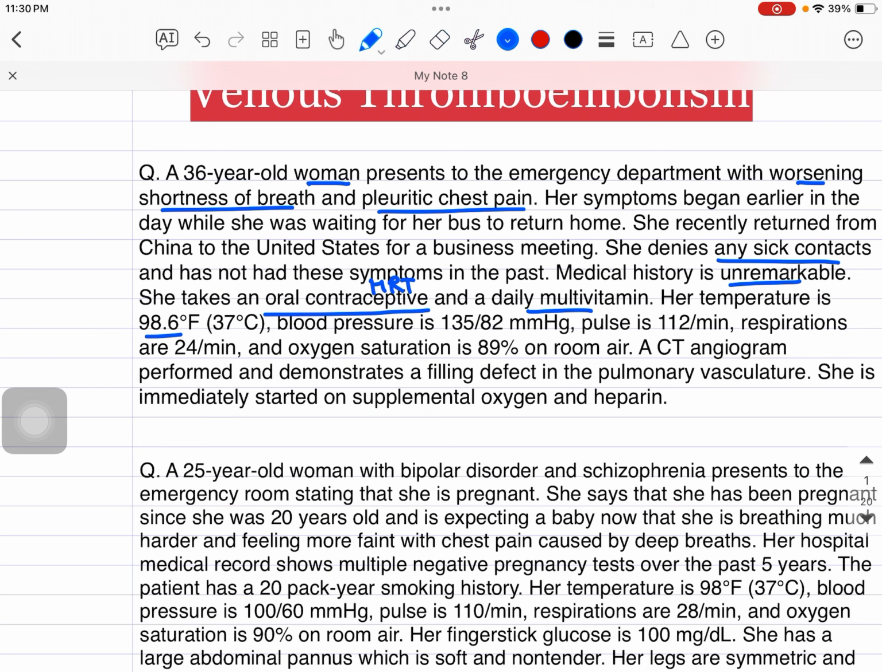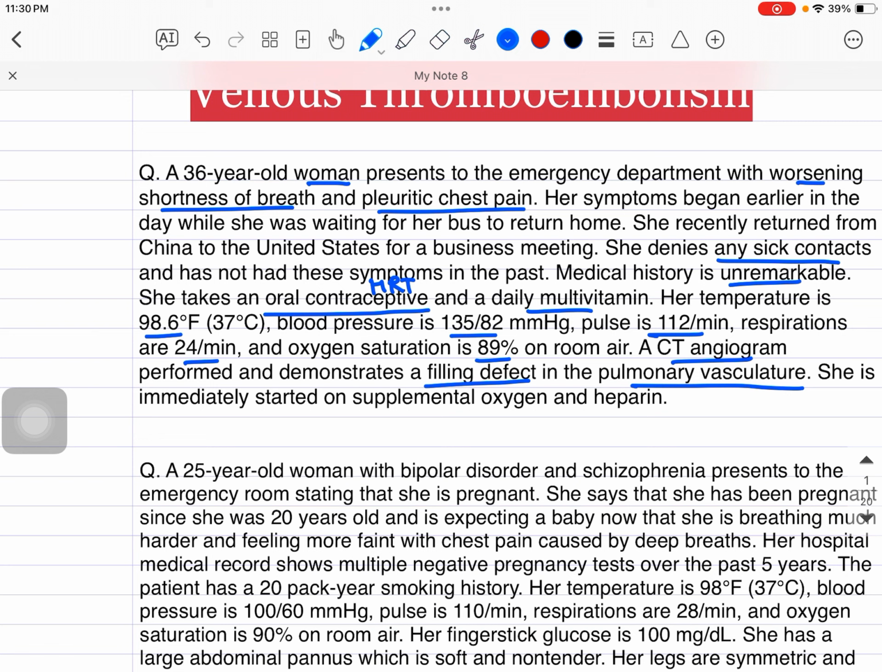Temperature is fine, 98.6. Blood pressure is also fine, I mean she is not in shock or hypotension. Pulse is 112 per minute, yes, it is more than 100, so Wells score, if you remember. Respiration is 24 per minute. Oxygen saturation is 89% on room air. Yes, oxygen saturation is on the lower side because she is having some kind of problem, shortness of breath. And a CT angio was done and demonstrated a filling defect in the pulmonary vasculature.